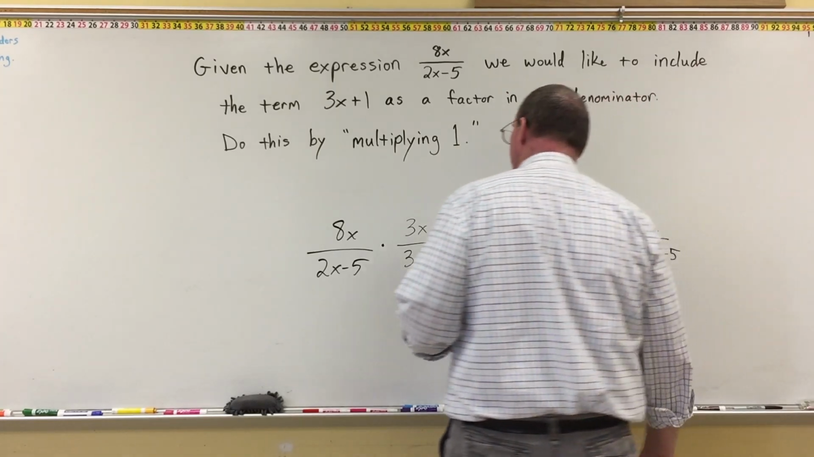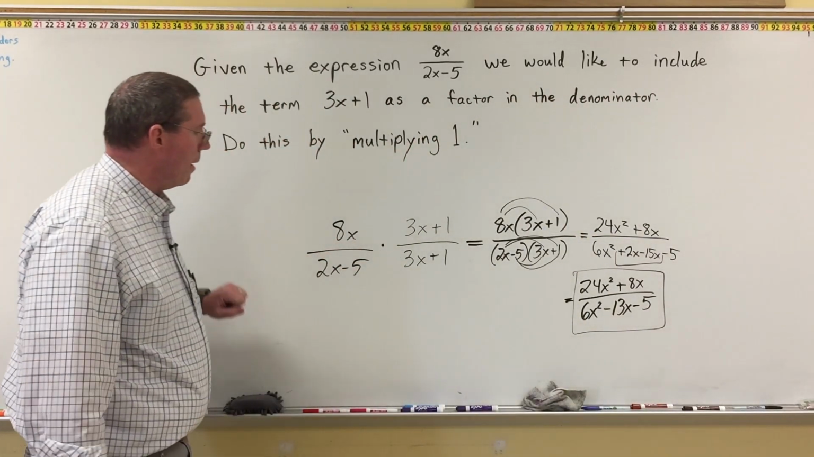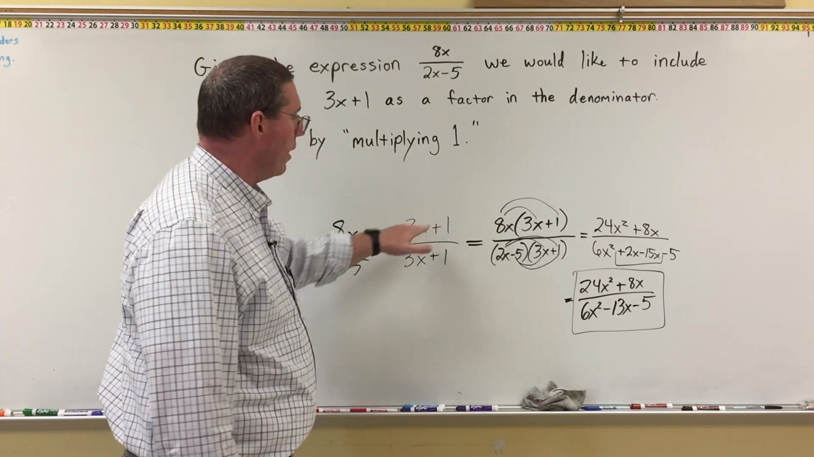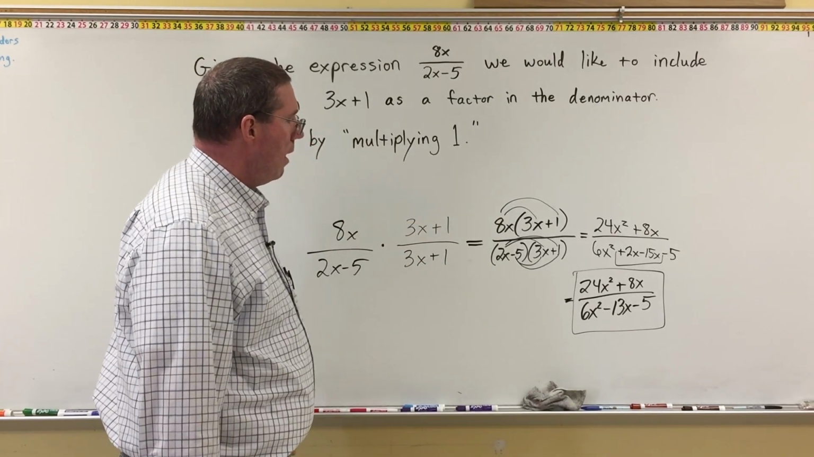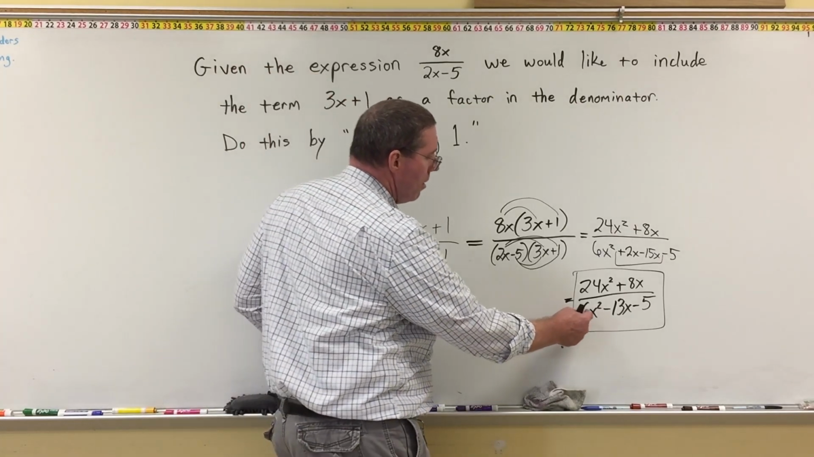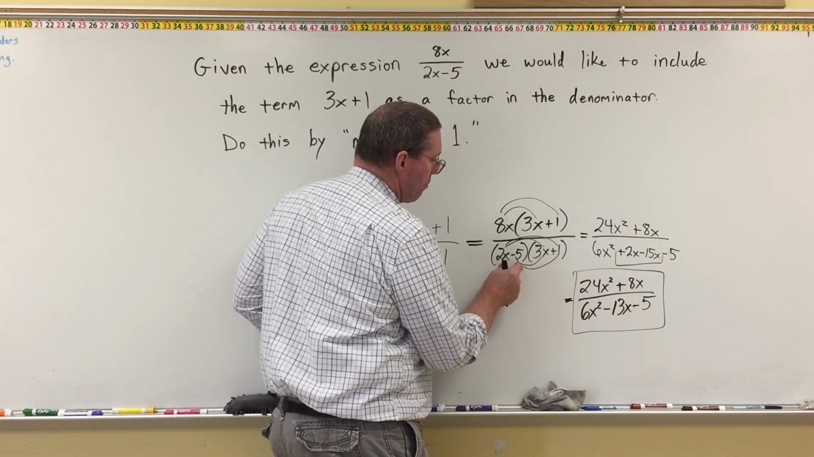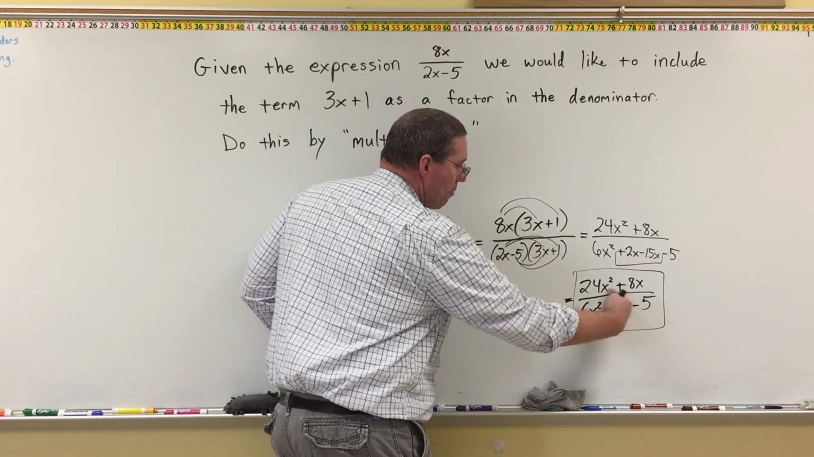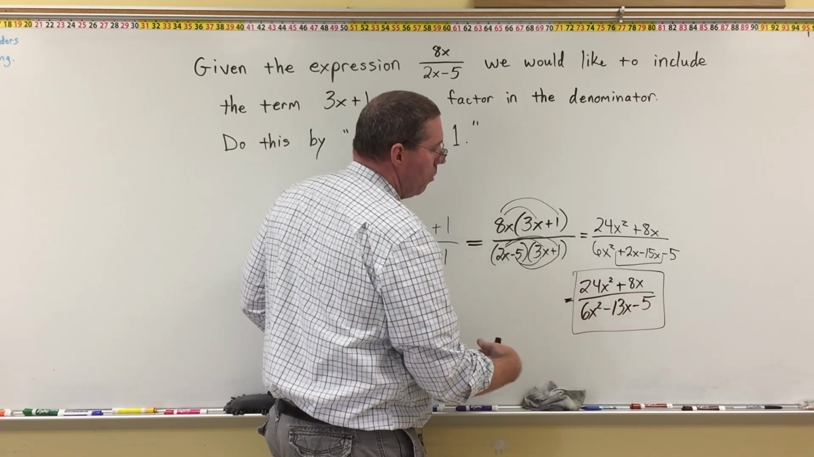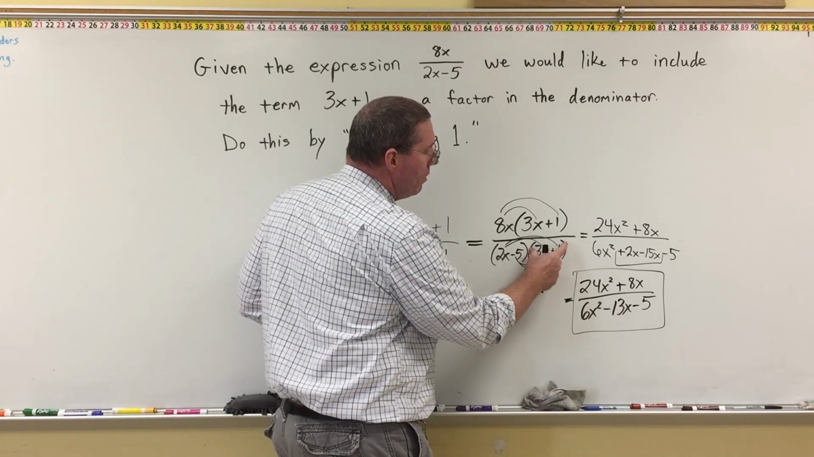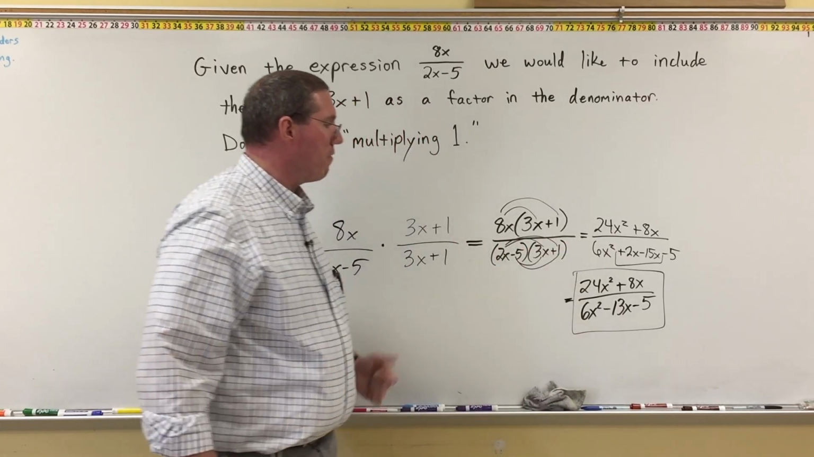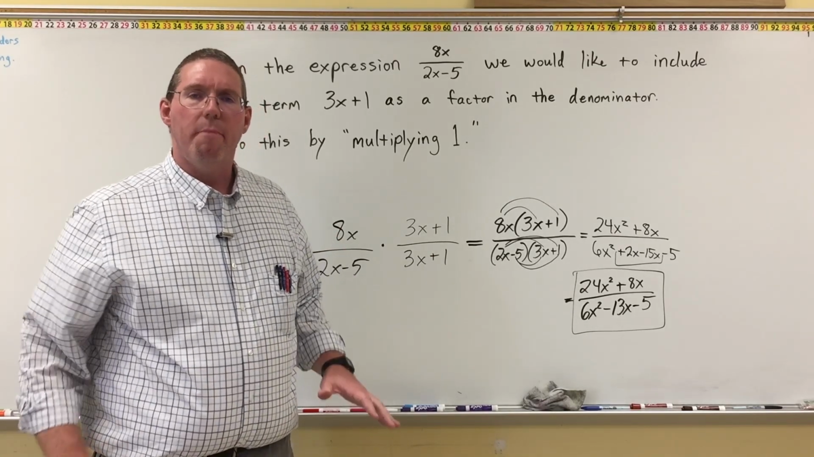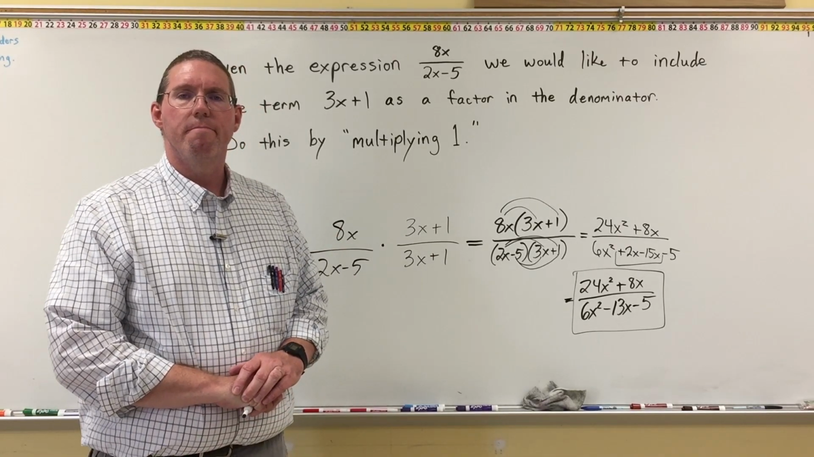We have multiplied 8x over 2x minus 5 times an equivalent form of 1, which is 3x plus 1 over 3x plus 1. And now we can see, because this is the product of 2x minus 5 and 3x plus 1, we have a 3x plus 1. You might say, but I don't see the 3x plus 1 in there. It is in there. We distributed it with the 2x minus 5, and so it's in there, okay? Let's do one more example just to make sure that you've got this.